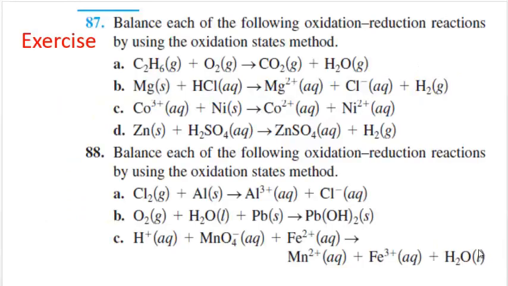Exercise. You have to apply these rules by yourself. Thank you for trying.